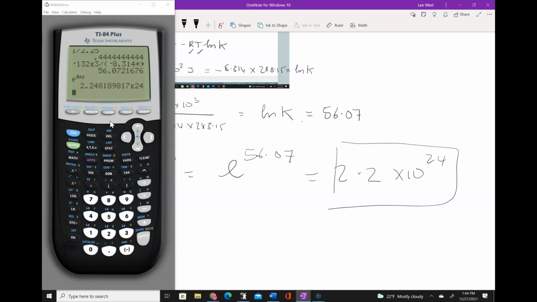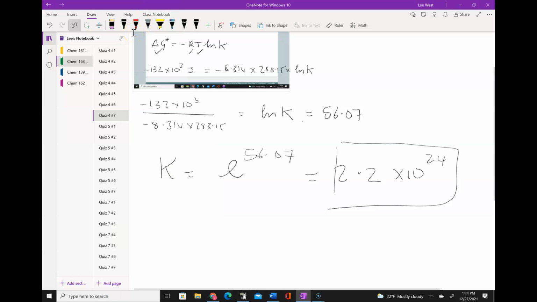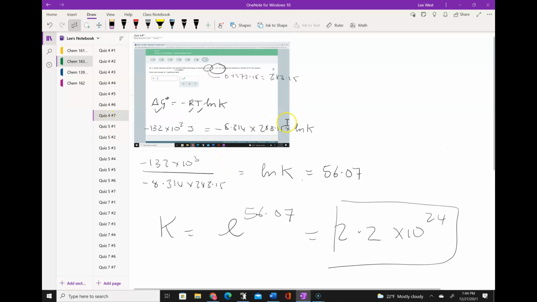So K is a very big positive number corresponding to the very large negative number for delta G. So I'm very happy with this, that I got a big number. If I got a number a lot less than 1, I would be going back and checking my math and making sure that I hadn't made a sign error.